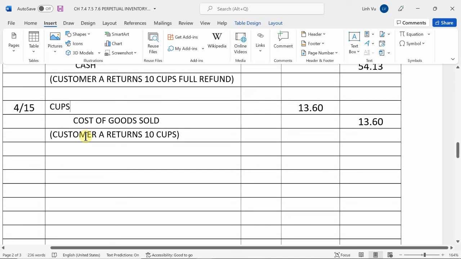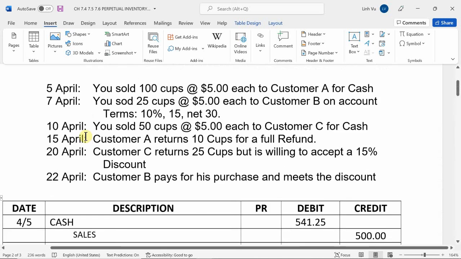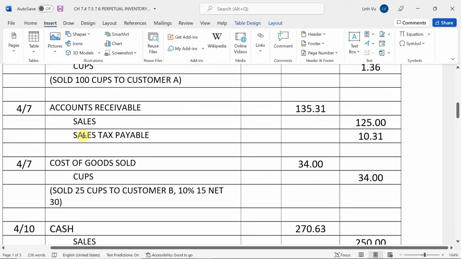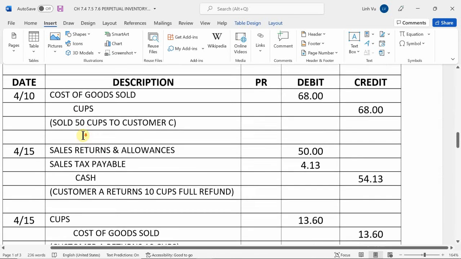All right, so there goes that refund on the 15th. Then on April 20th, customer C returns 25 cups but is willing to accept a 15% discount. So customer C is trying to return, but we convince him to keep them and he is willing to accept a 15% discount. So how do we recognize that one?